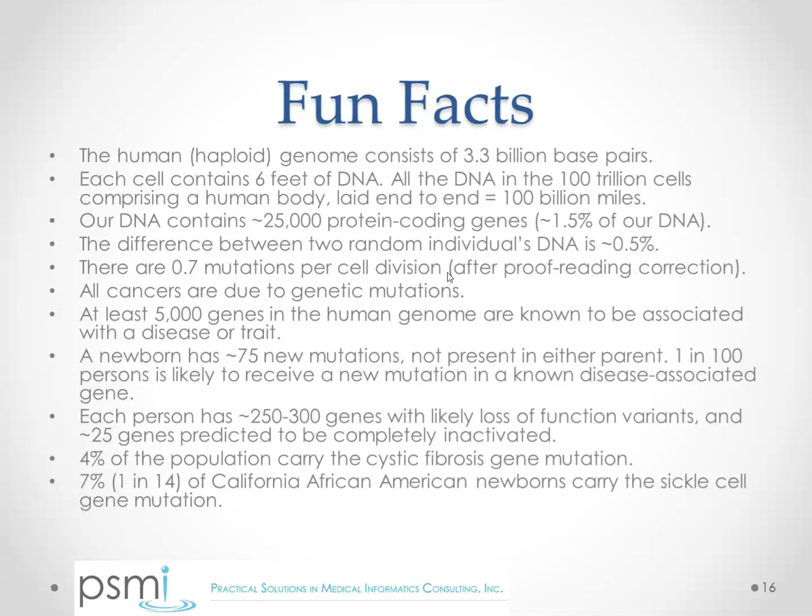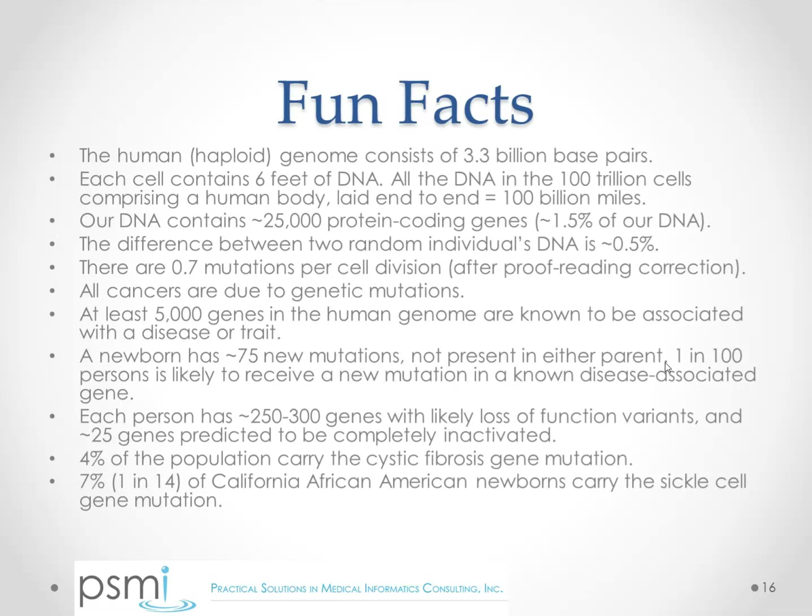And when we think about cancer, that begins to help us understand, because all cancers are due to genetic mutations. They're due to successive genetic mutations. And so even though the process used is very precise, we're talking about 6 billion base pairs in a cell, and 0.7, and we're talking about millions and millions of mitoses and cell divisions occurring throughout the life of an individual. So we know right now of at least 5,000 genes in the human genome that are known to be associated with a disease or a trait.